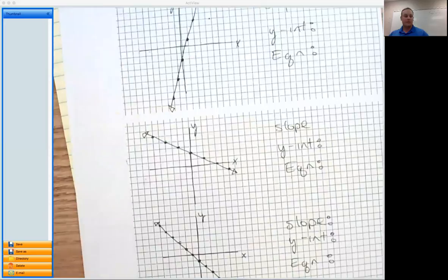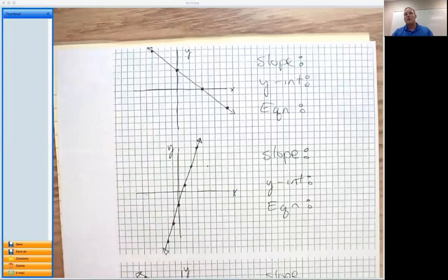Now, Miss Andrea, would you please pass out that? Thank you. Here's our new equation right here. Our new little worksheet or activity.